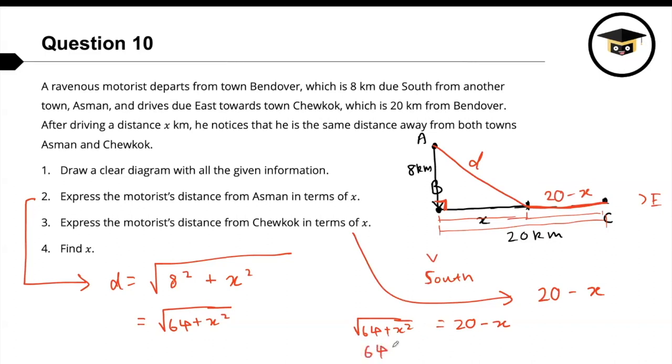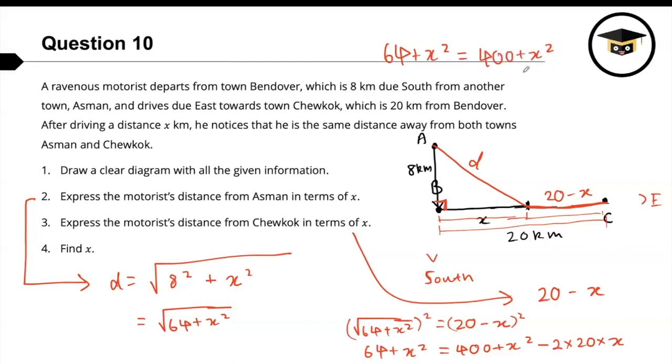We're going to get 64 plus X squared is equal to, if I square this, remember I have to square the whole thing. So square the first term, that's 400. Square the second term, so that's going to be plus X squared. And then minus 2ab, so minus 2 times 20 times X. So if I write everything a bit more clearly, we get 64 plus X squared is equal to 400 plus X squared minus 40X.